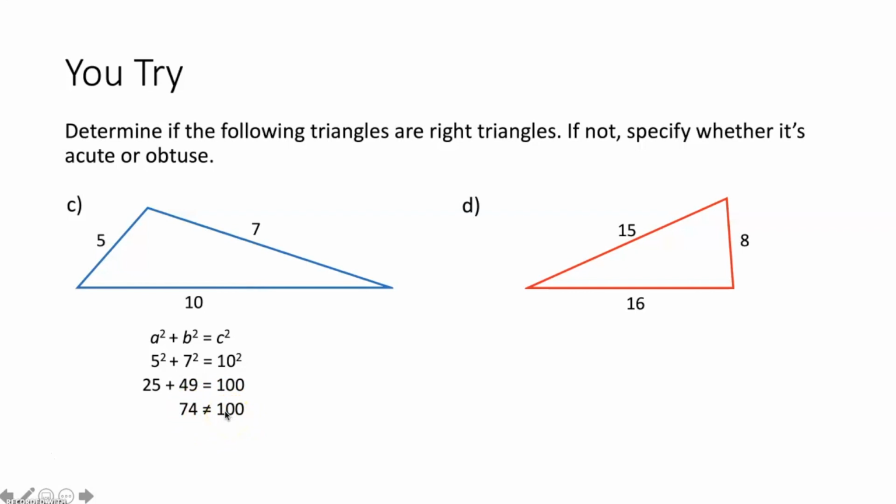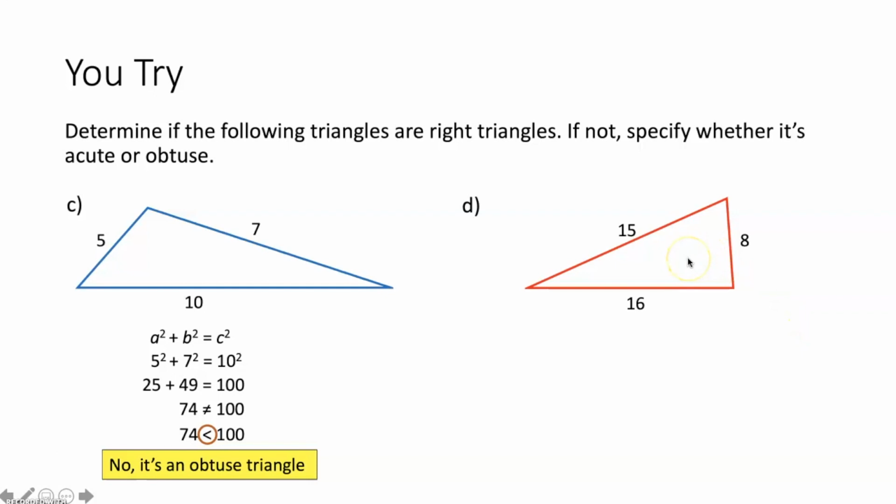So we now need to figure out, is it acute or obtuse? Well, if a squared plus b squared is less than c squared, then we know it's an obtuse triangle. If a squared plus b squared is greater than c squared, we know it's acute. In this particular instance, a squared plus b squared is less than c squared. Because of that, we know this triangle up here must be obtuse.